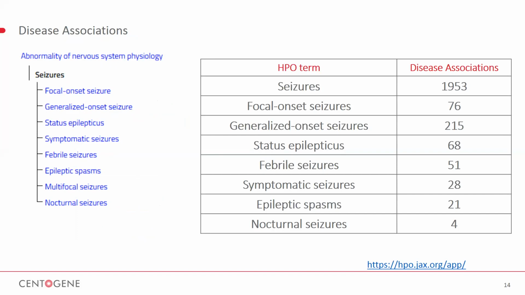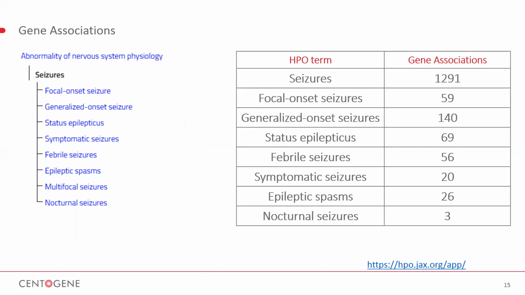In contrast, let's look at the bottom of this table. Nocturnal seizures is only associated with 4 diseases. Quite a stark contrast. When we then look at the gene associations, it's quite similar. Seizures, a higher class term, as you see on the left-hand side of the page, is associated with roughly 1,300 genes, but only 3 genes are associated with the term nocturnal seizures.